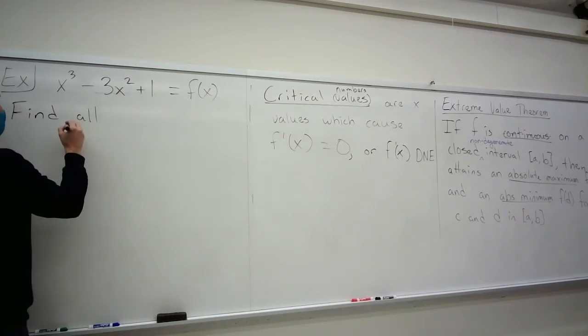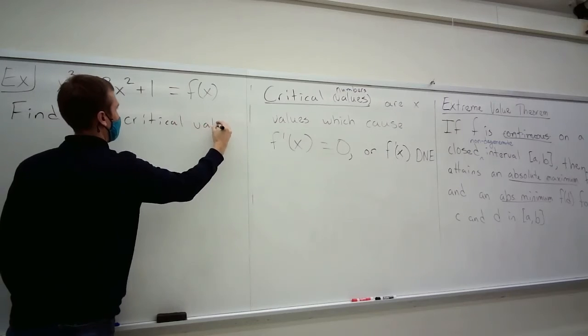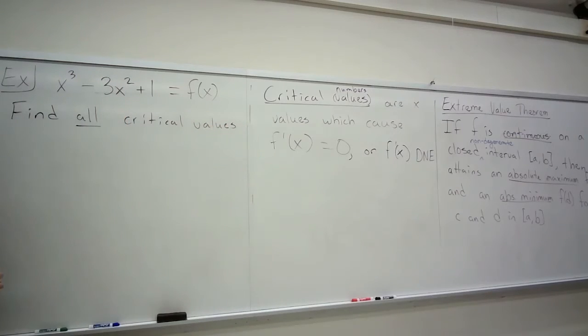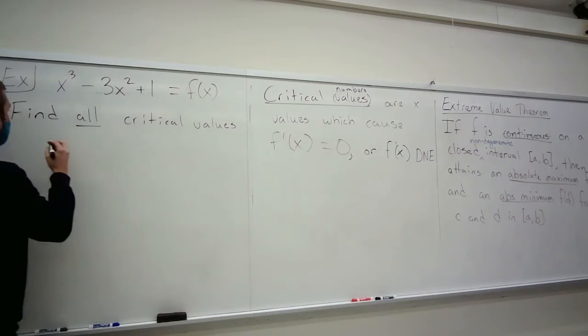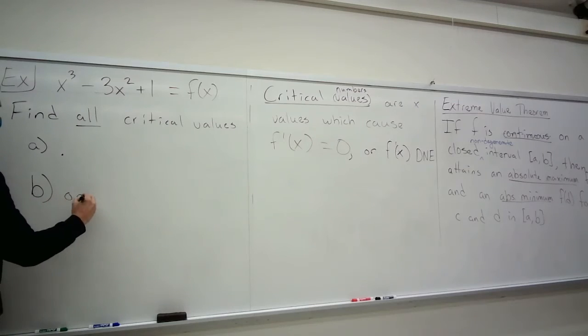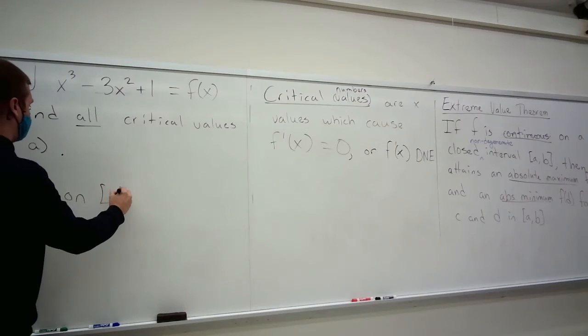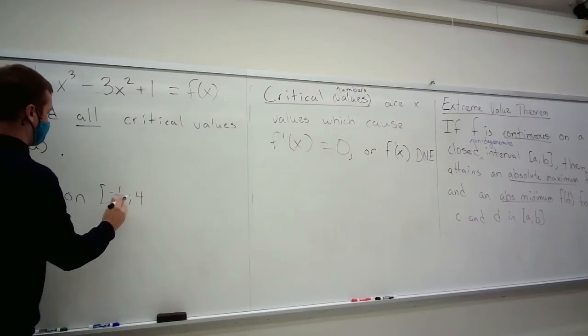And I'm going to say find all critical values, period. Right now I'm going to remove the interval requirement. So A, period. B, on a closed interval. So we'll choose a closed interval. Negative 1/2 to 4, they say.